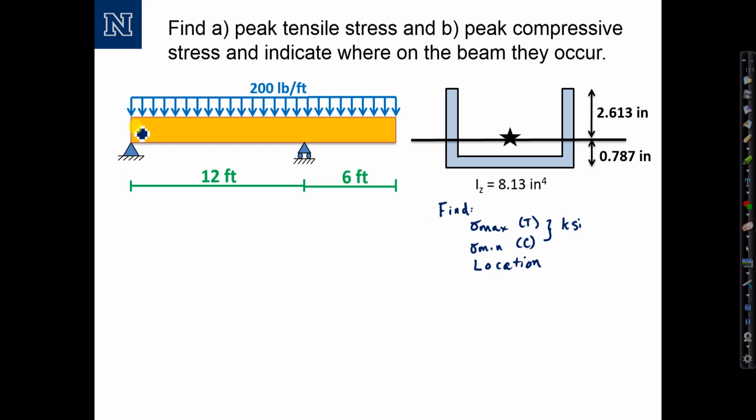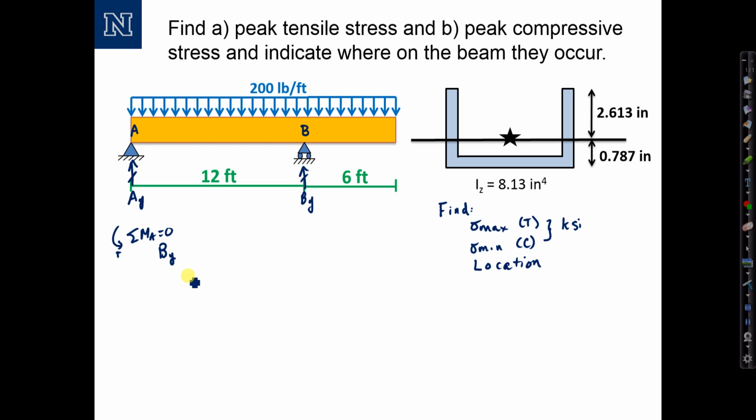I'm going to label the pin support at the left end as support A, and the roller support as B, and I want to calculate the reactions A sub y and B sub y at supports A and B respectively. I'll start with the sum of the moments about A equal to 0 to solve directly for B sub y. I think this is the best choice because if I sum moments about A, I can handle the distributed load all in one term. So here we go.